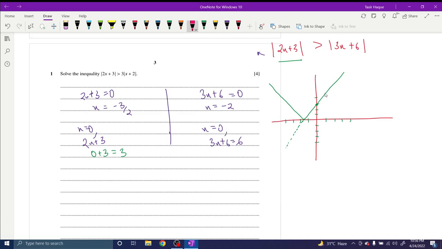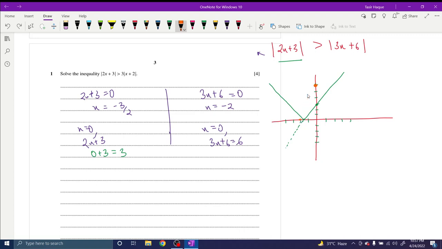When x equals 0, y is equal to 6. Alright, so 1, 2, 3, 4, 5, 6. And when y is equal to 0, x is equal to minus 2. So it's over here. Also, it has a steeper gradient. It's going to be steeper than this. So since it's steeper, just think about it.